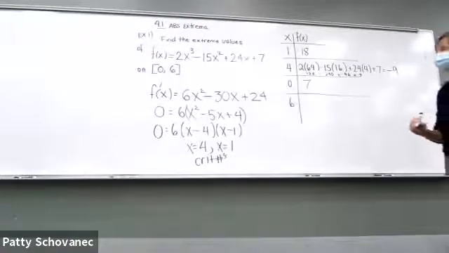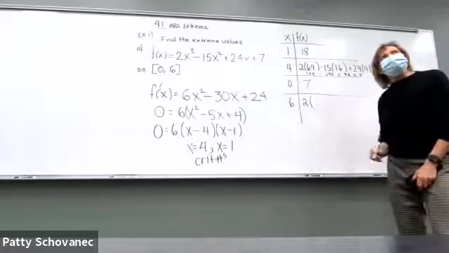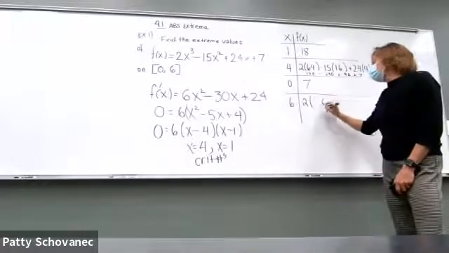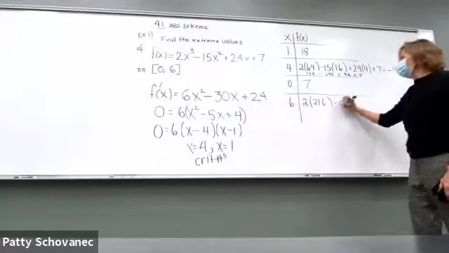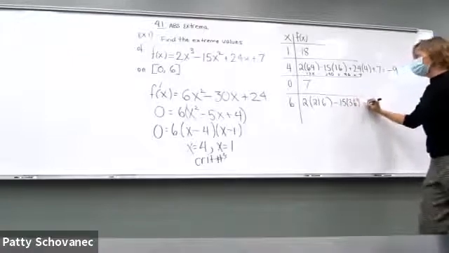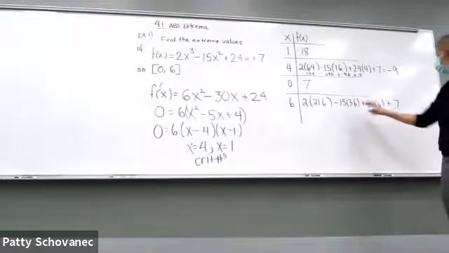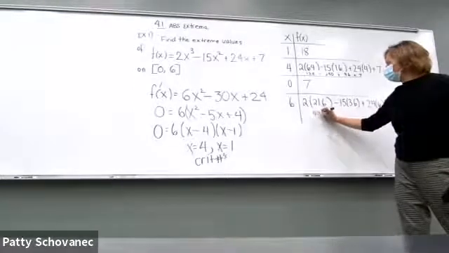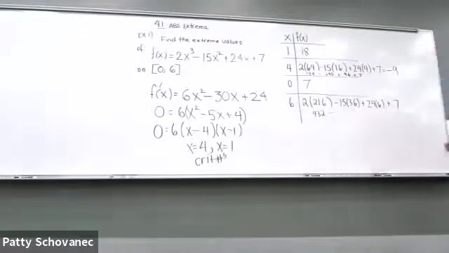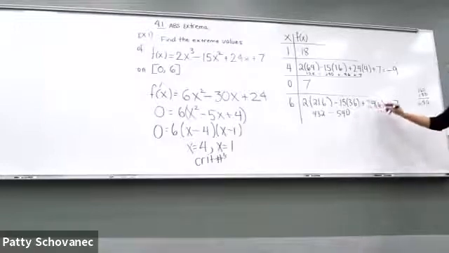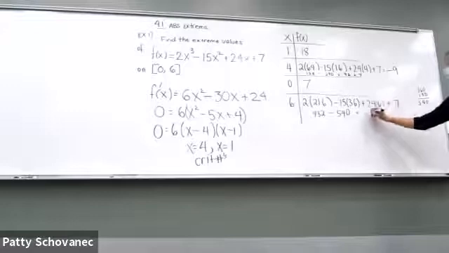Here's the real tricky part. We're going to do this to 6. Let's see. 6 times 6 is 36. 36 times 6 is 216. 2 times 216 is 432. Then 15 times 36, 10 times 36 is 360, so 5 times 36 is half of that, 540. Then 24 times 6, 6 times 4 is 24, 144 plus 7. I've got my plus signs in the right spot.